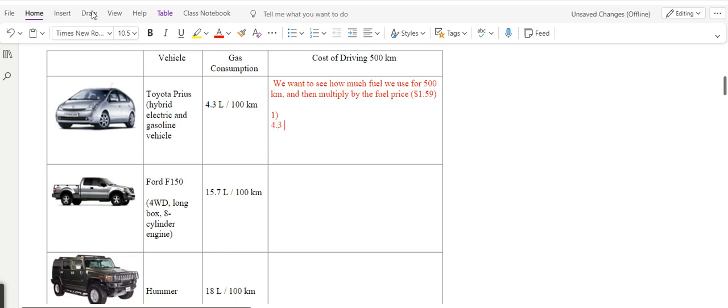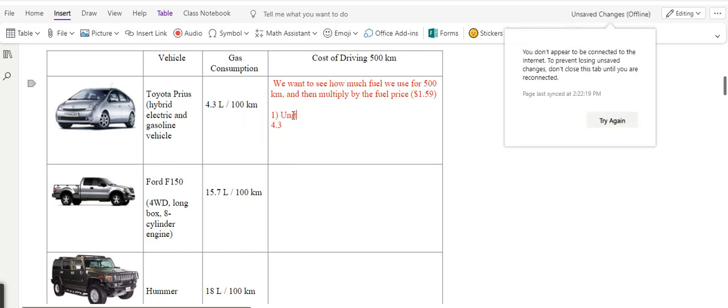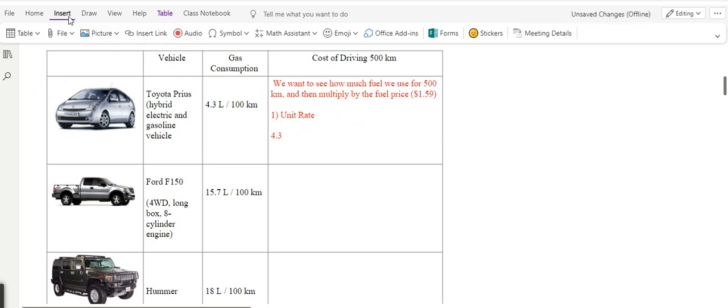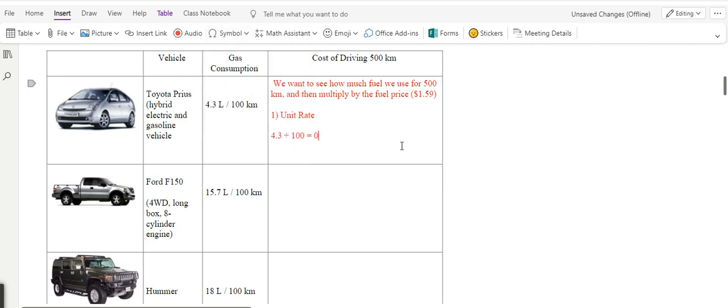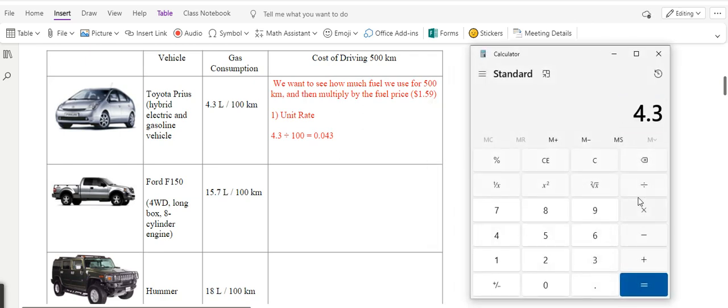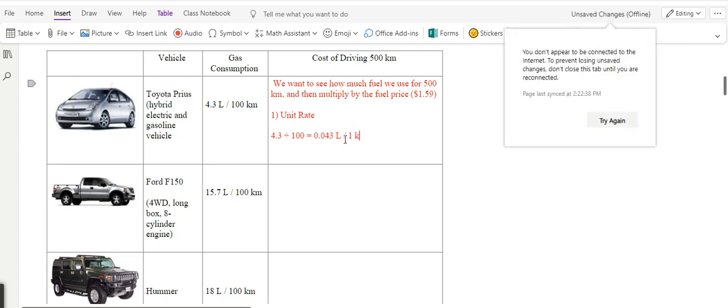So first thing we do is we take our 4.3, and instead of being 4.3 liters for 100 kilometers, I want to get the unit rate. So this is going to be 4.3, and we're going to invoke our friend, the division sign, 100, and this is going to be 0.043. So again, if we take our 4.3 divided by 100, that's going to be 0.043, and this is going to be liters, and this is only now for 1 kilometer.